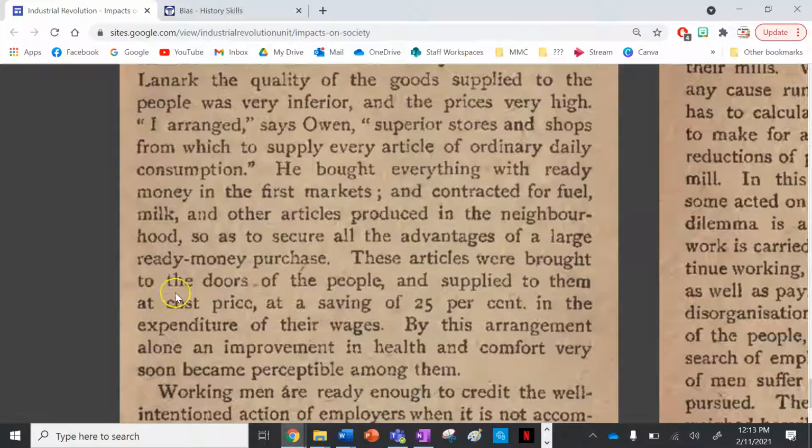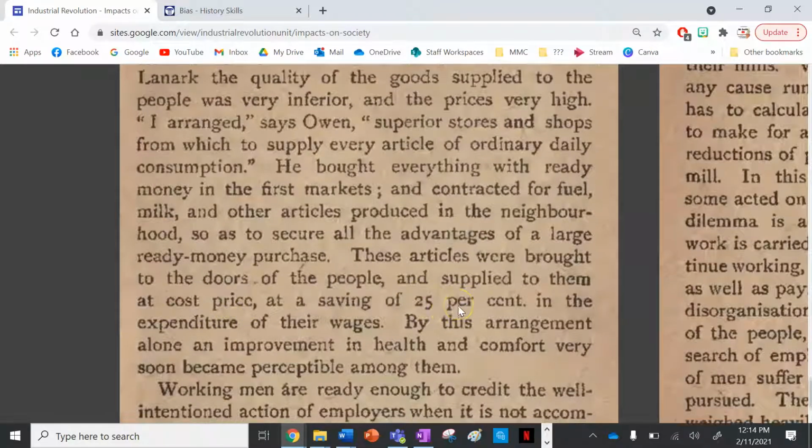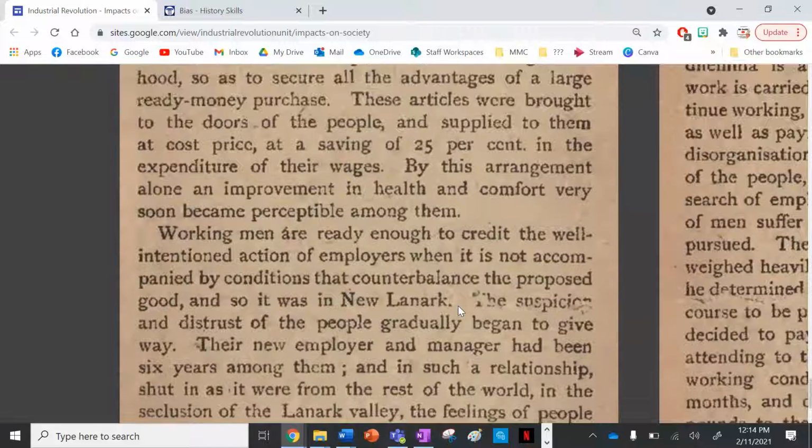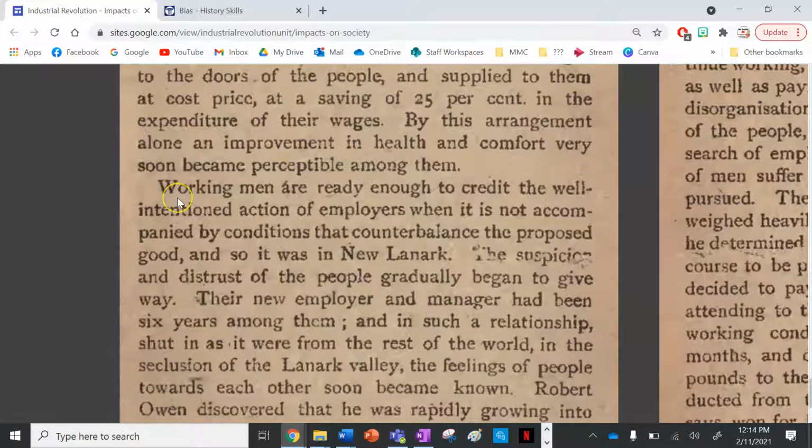These articles were brought to the doors of the people and supplied to them at cost price, at a saving of 25% in the expenditure of their wages. By this arrangement alone, an improvement in health and comfort very soon became perceptible among them. So Owen bought all the grocery supplies and then sold it back to people at cost price, so what they actually cost, so not overly high prices. And that saved people around 25% of the money that they would spend on food and groceries, already having a benefit among them as well.